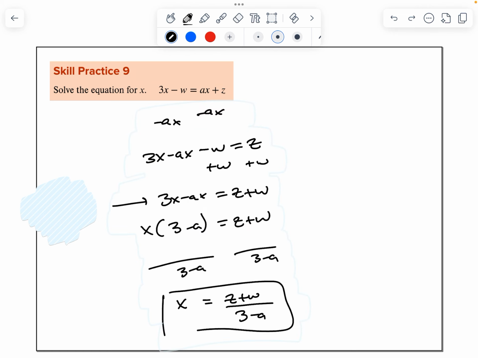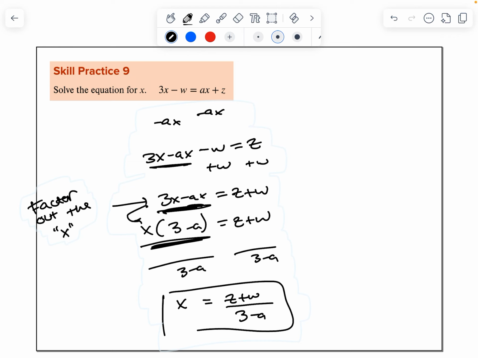I solved it just like the last one where I subtracted ax from both sides, trying to consolidate those x's, right? Then I moved the w over, again trying to consolidate the x's and get them alone. Then from this, how did I get from this to this? I factored out the x. Then since it was x times 3 minus a, I just divided both sides by 3 minus a. Dividing both sides by 3 minus a leaves me with just an x on the left. And it did say solve for x. So as soon as we have x by itself, we know we're done with the problem.